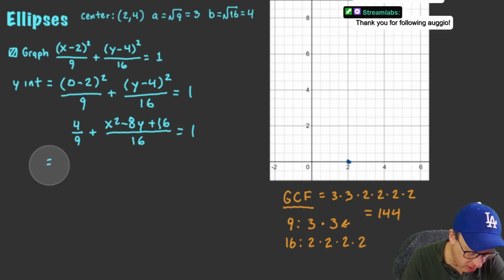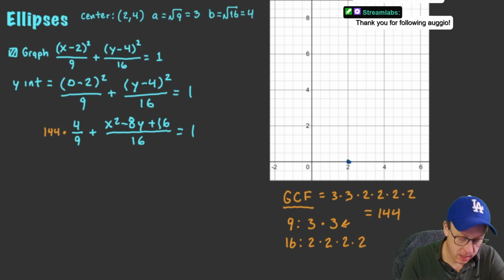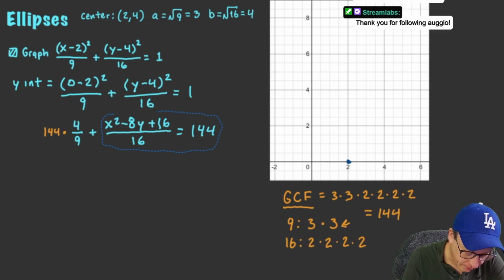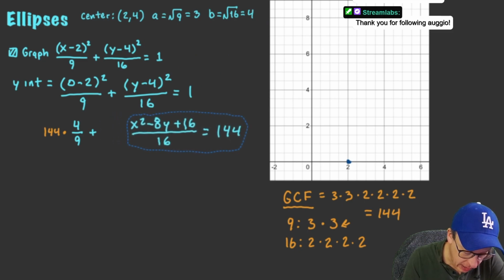Just to conserve space, I'm going to multiply those up here. So I'm going to say 144 times that guy, and then I need to multiply it everywhere. This is going to become 144. 1 times 144 obviously is equal to 144. And I'm going to grab this and move this over here.